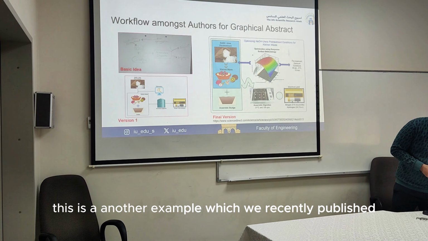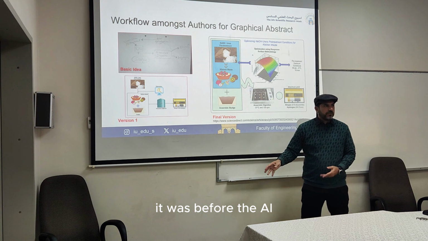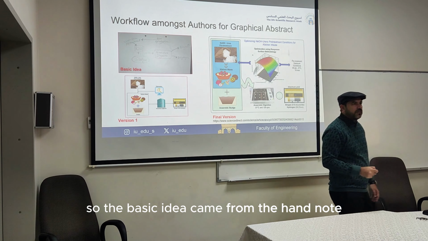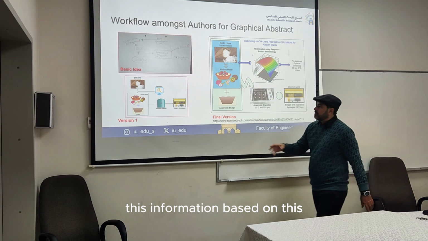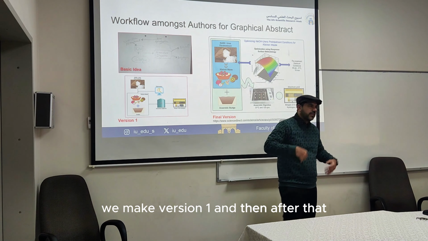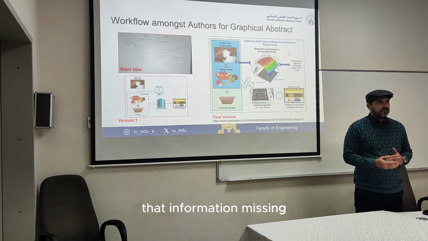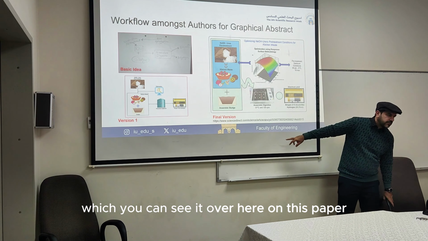This is another example which we recently published. It was before the AI, so the basic idea came from the hand note. We should have this information, this information. Based on this, we make version 1, and then after that, we can keep updating. And looking at it, okay, this information is missing, that information is missing, and then this is the final version, which you can see over here.